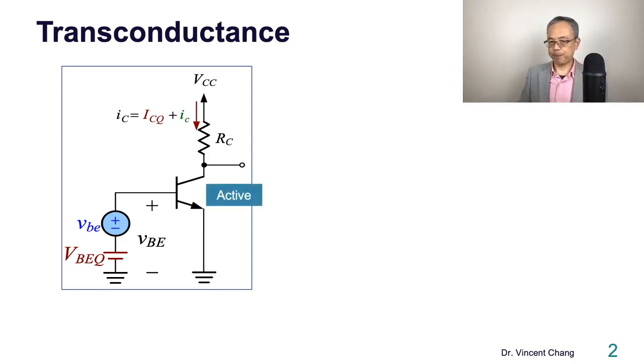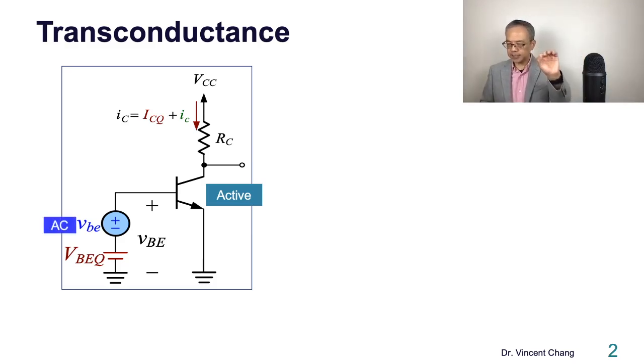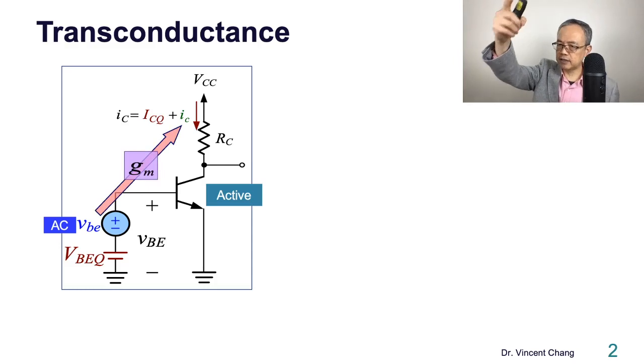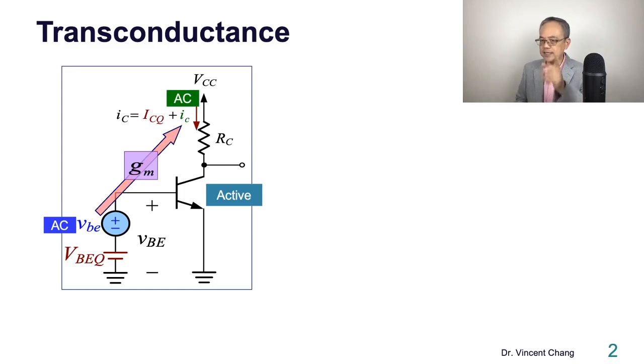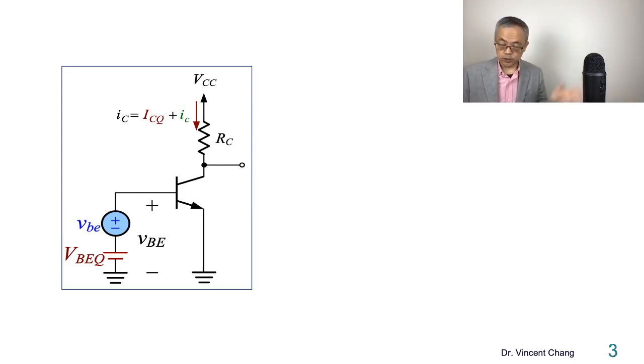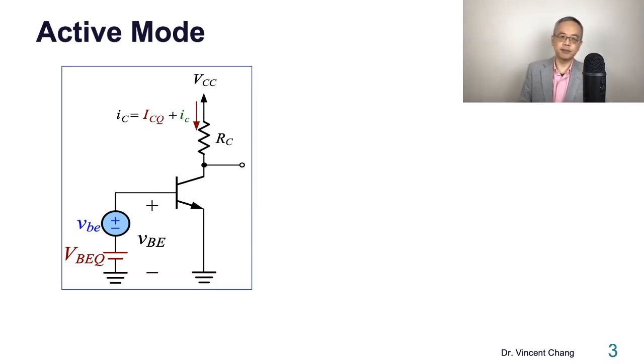For active mode, assume the transistor is biased. If you send in the AC input voltage VB, then the device will multiply the VB by a quantity, and it shows up at the output terminal as a current. That quantity is called transconductance. So IC equals VB times the GM.